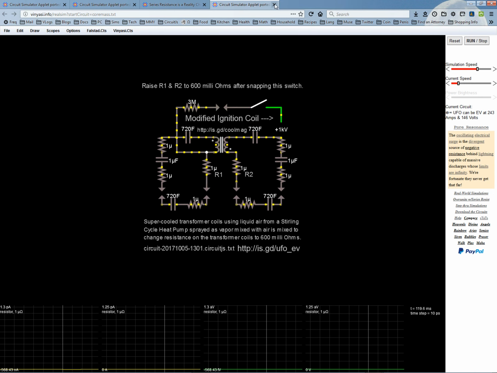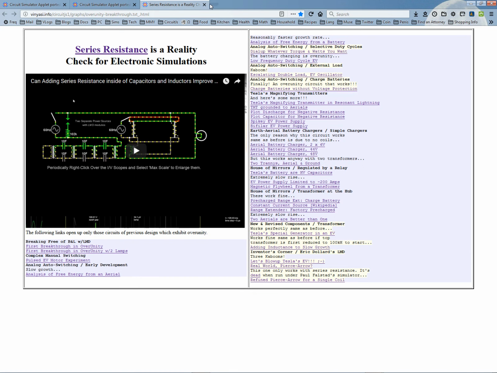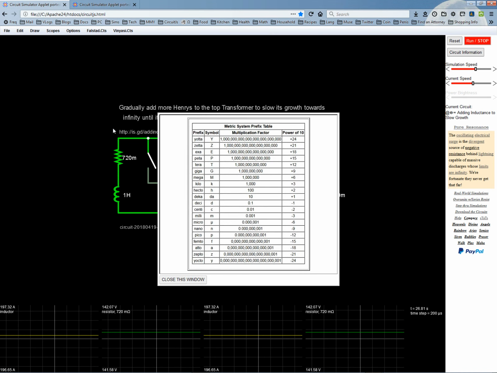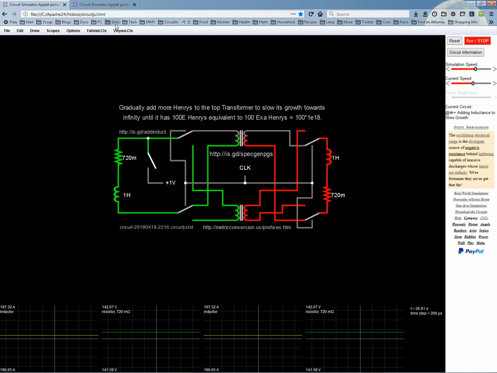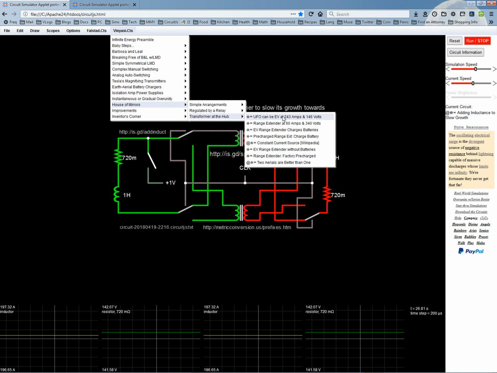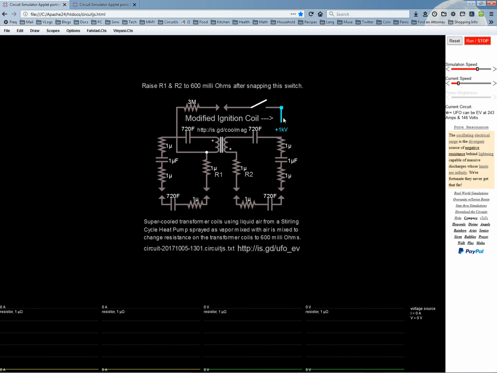Whoops, I'm using the wrong simulator. Sorry. So we go to a different simulator. Yeah, see, now that's the issue. Tesla special generator will work equally well in both simulators and put out the exact same output. But when we use just about any other simulated circuit, that's not the case. You'll get different answers.